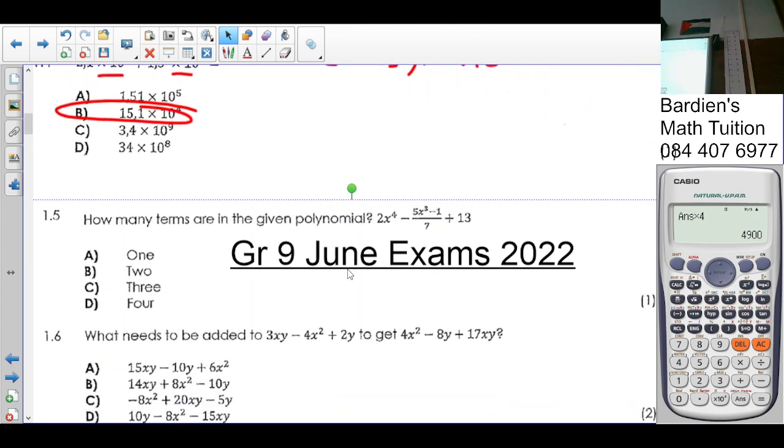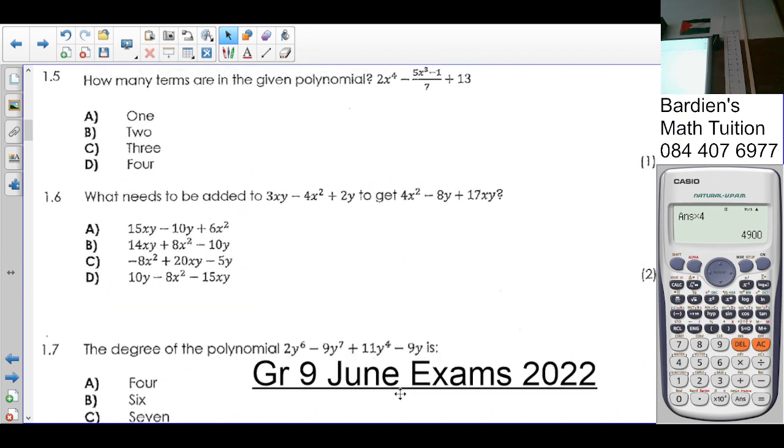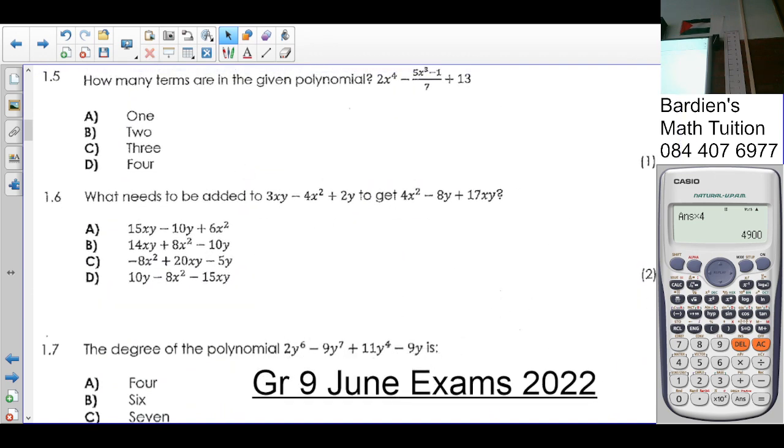The next question, number 1.5. The question says, how many terms are in the given polynomial? What separates terms is positive and negative signs. So there's 1, 2, 3. So the 3 terms. So the answer is C. What must be added to that to get? So that is the answer.